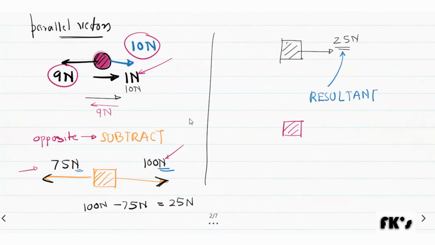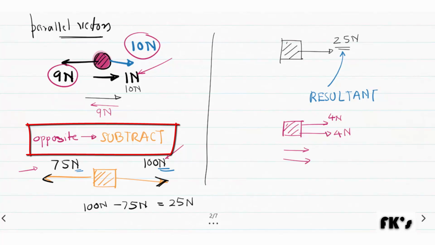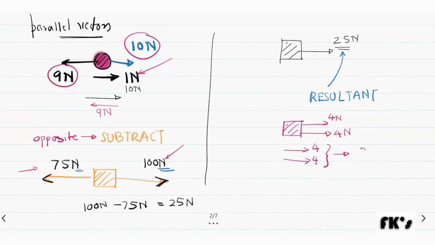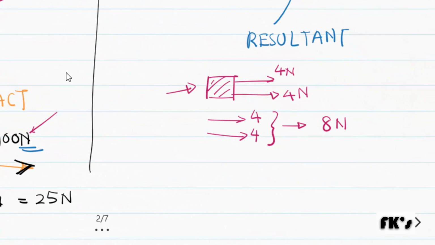There is one more thing that I need to tell you. What if I have two parallel vectors acting on a body in the same direction, 4 Newton and 4 Newton? We deal with it by adding them together. When they are opposite each other, we subtract. When they are in the same direction, we combine them, we add. So this block is acted upon by a resultant vector of 8 Newton to my right.